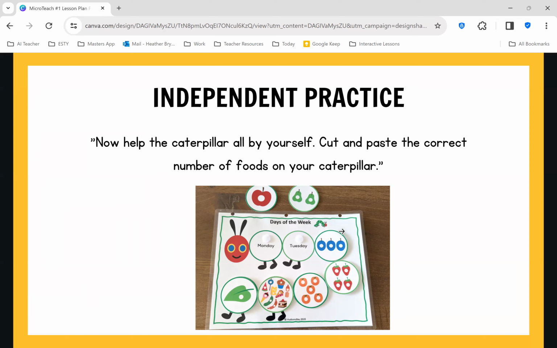So finally, when we reach the you do alone independent practice phase, where students practice their skills alone, we give each student an individual caterpillar paper and set out food items to cut and paste. Explain, now help the caterpillar all by yourself. Cut out the food items and paste the correct amount of food in each space. It allows you to assess each student's counting skills and ensure they can perform tasks without your help. And you can kind of see it in this picture.